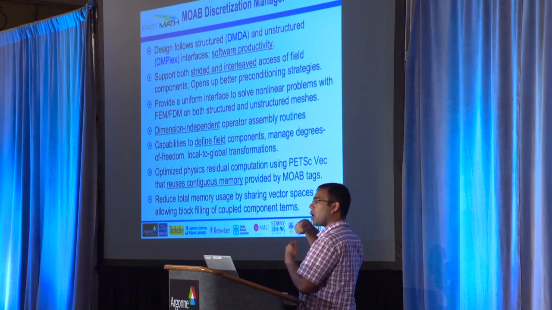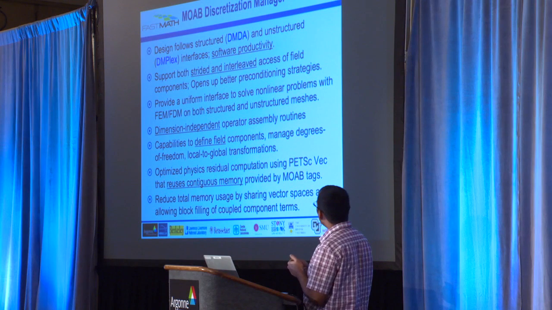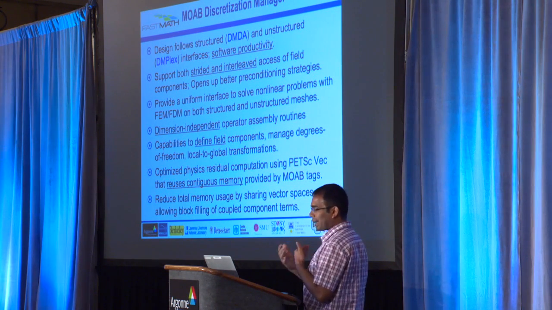You could define different types of field components. You could define how the different fields interact with each other in these multi-component problems. There are functionalities and algorithms that manage the degrees of freedom that you can associate with either the vertices, the elements, or the faces, depending on what type of discretization you choose to use.